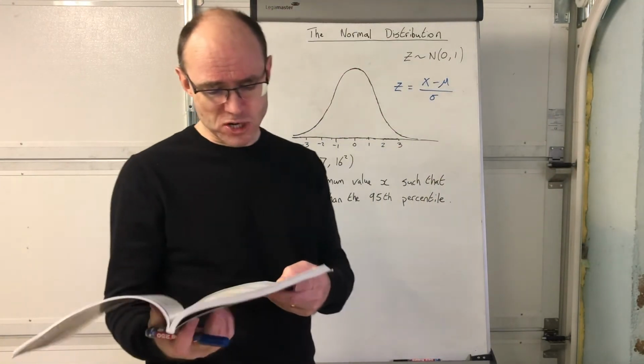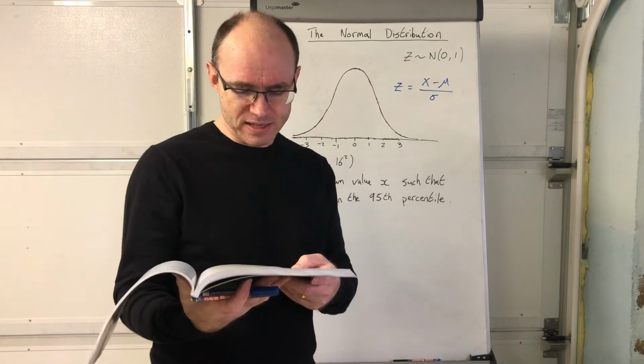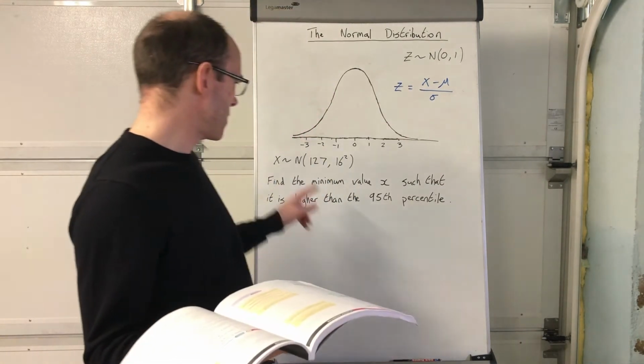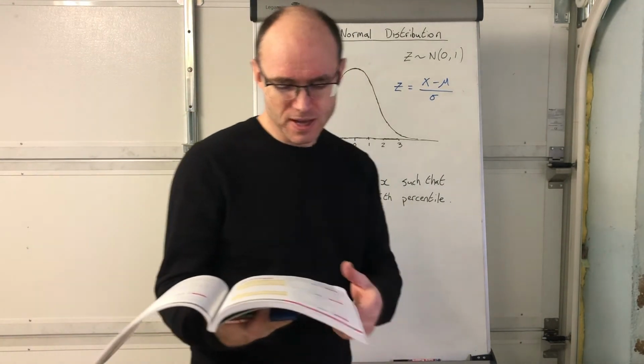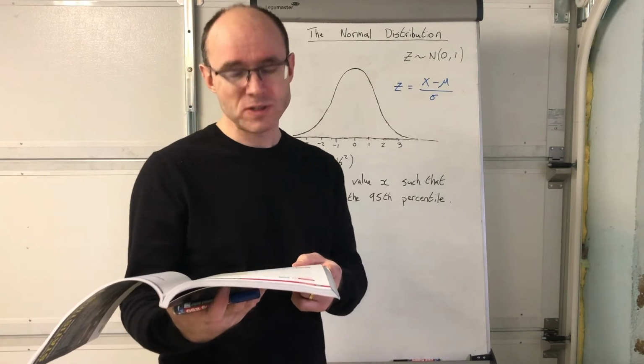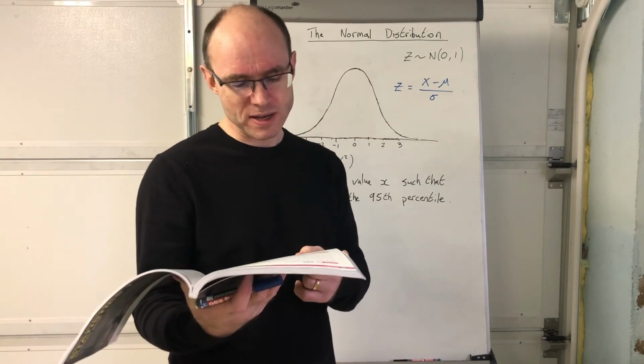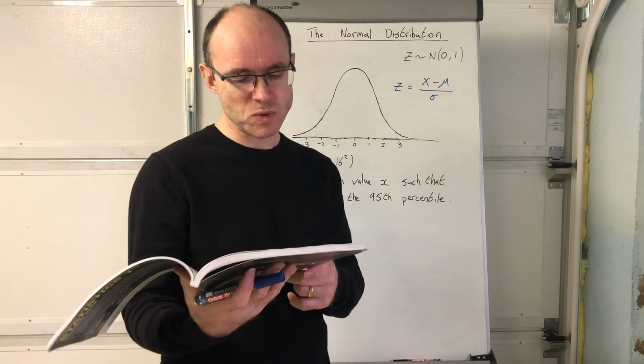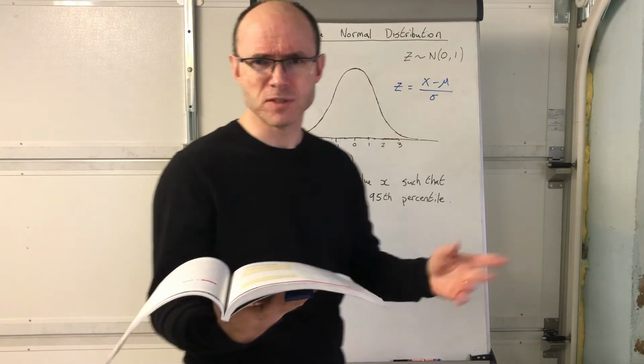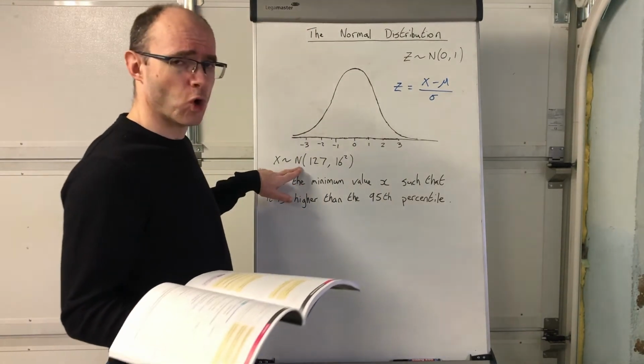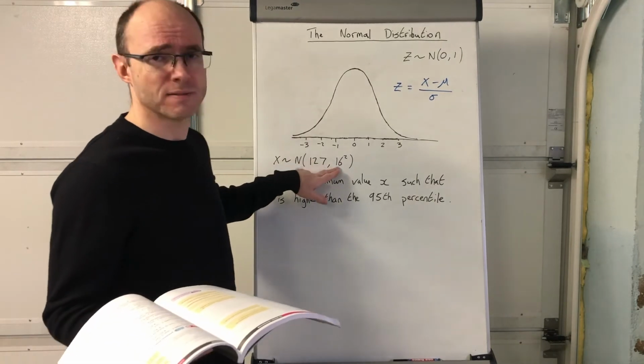So it says the blood pressure of an adult population, S. Now they've used S, I hope you don't mind, I've used X. Okay, so the blood pressure of an adult population, X, is modelled by a normal distribution with mean 127, standard deviation 16. So I've summarised that as X, normal distributed, mean and variance.